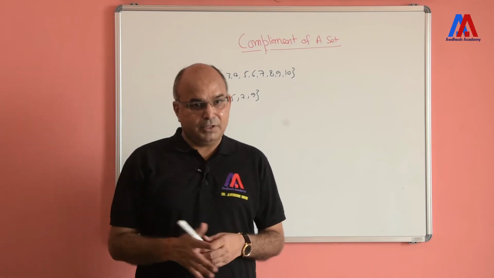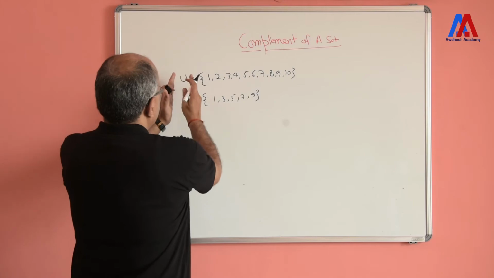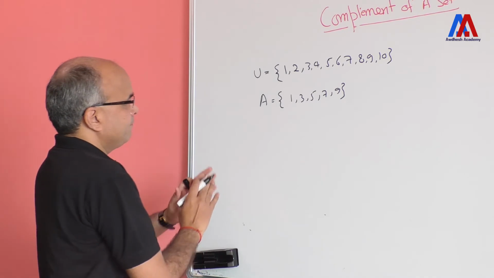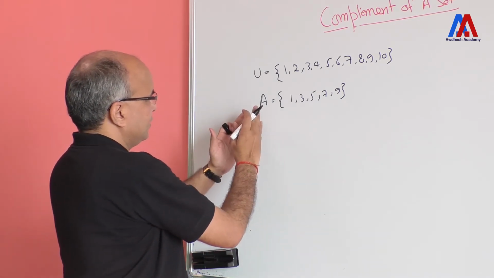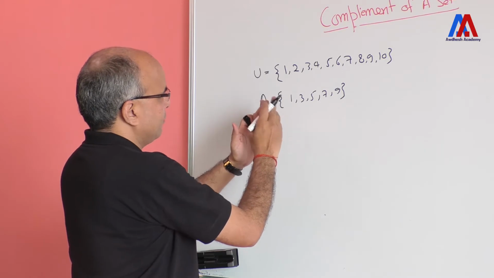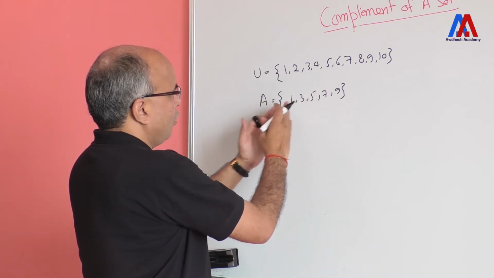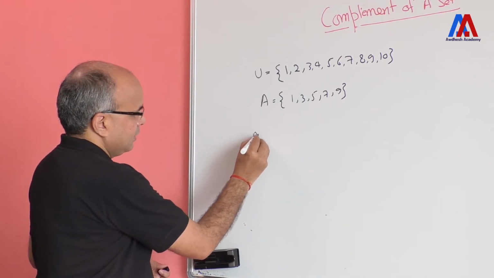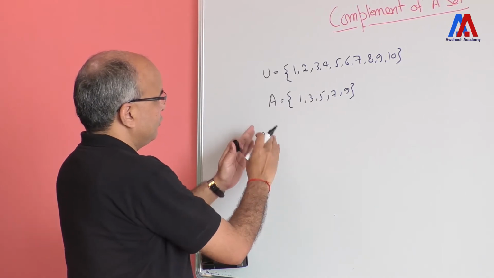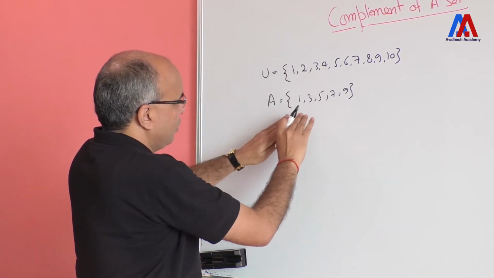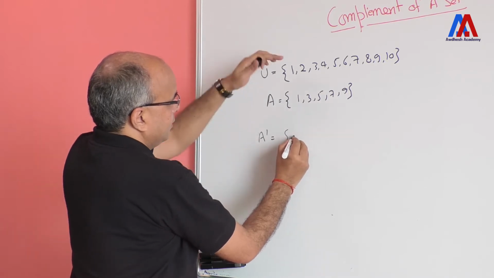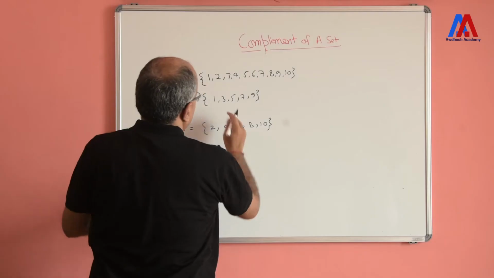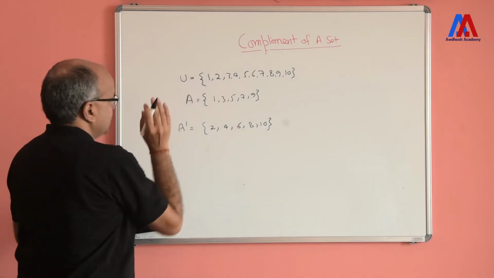Now let us take one example. Let U be a universal set whose elements are 1, 2, 3, 4 up to 10, and A is a subset of it with members 1, 3, 5, 7, 9, the odd numbers under 10. To find A dash, we have to find the elements which are in U but not in A. We can easily see that 2, 4, 6, 8 and 10 are in U but not in A, and therefore this becomes the complement.